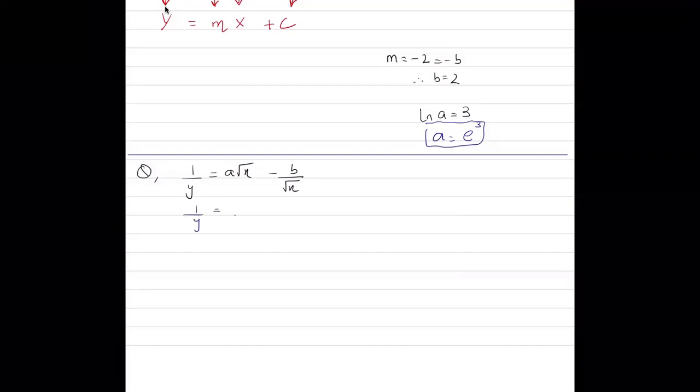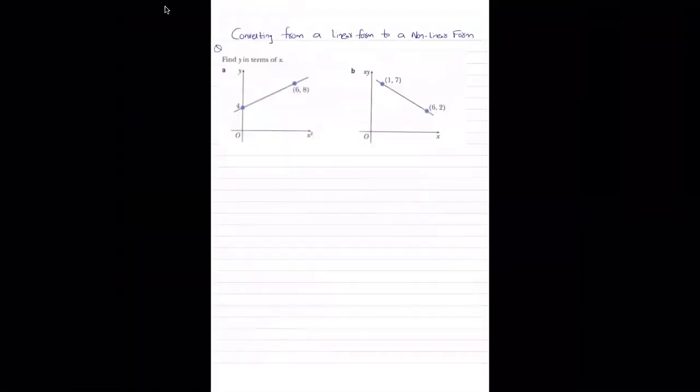If you are going to solve this, you're going to get a root x minus b. You multiply root x over there. So this is your capital Y, and that can be your capital X. This is going to be your gradient, and that's your y-intercept. Is that correct? Yeah. Okay, great.